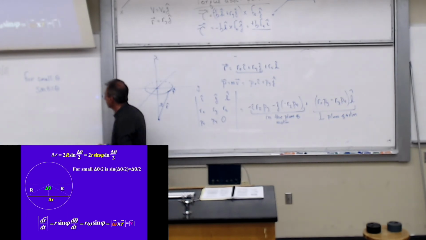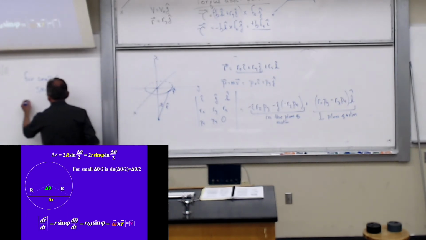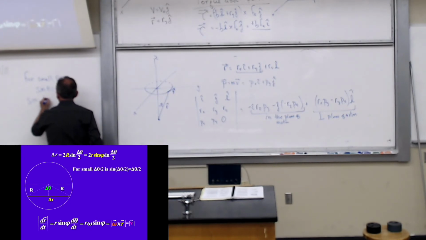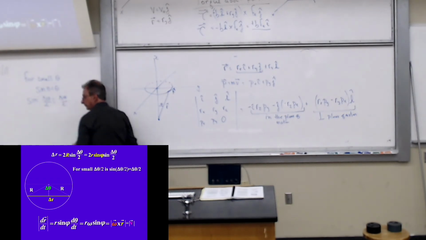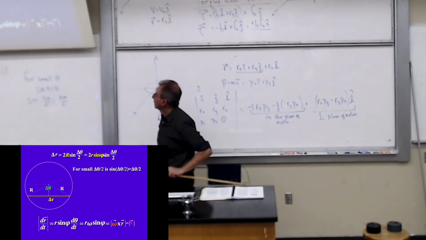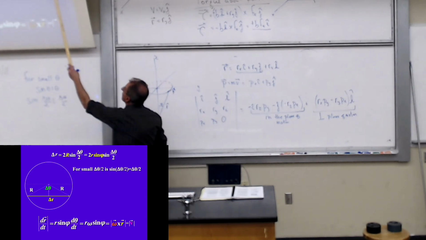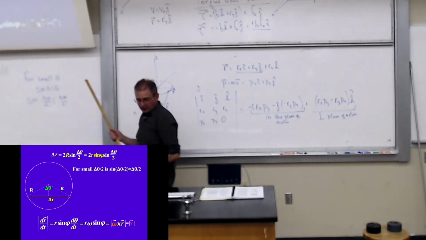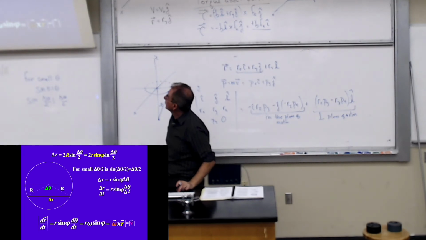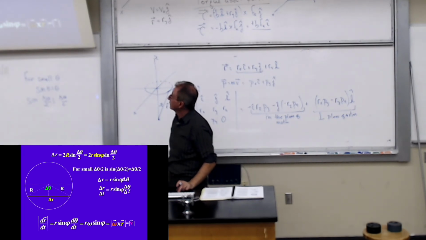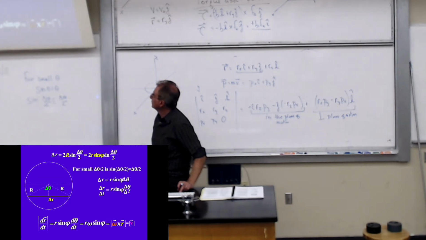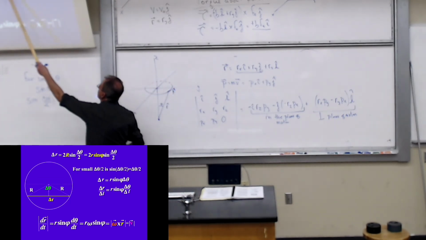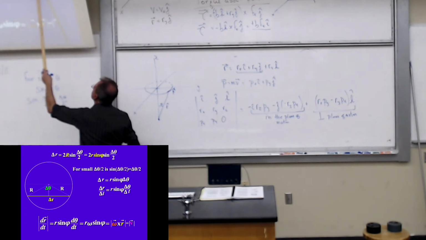So what I'm saying there is sine of delta theta over 2 is approximately equal to delta theta over 2 in that picture up there. If I do the substitution, then my delta R is just R sine of phi delta theta. Let me divide by delta t, and I get delta R over delta t is R sine of phi delta theta over delta t.